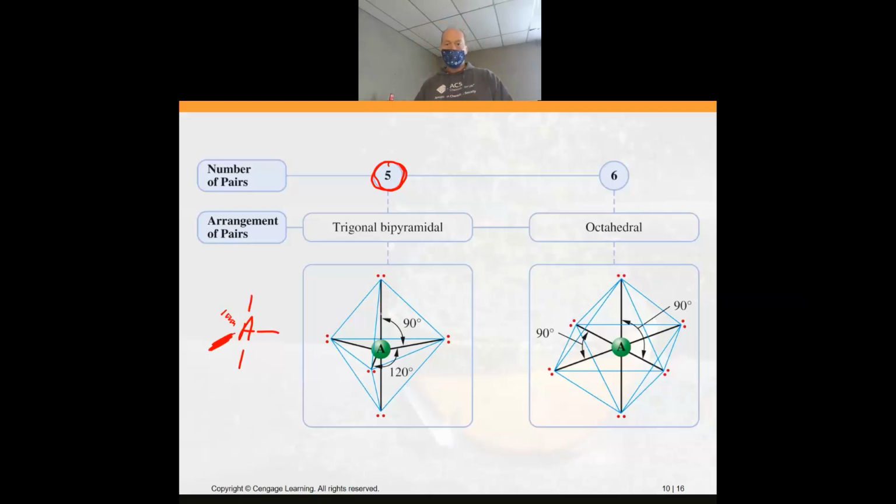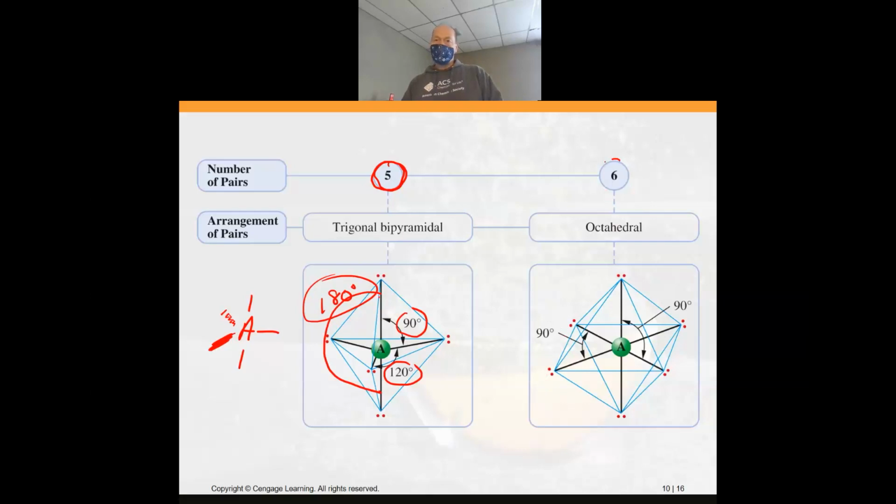Here to here, you've got a 90-degree bond angle, and then you have your trigonal planar around the center. That's why it is a trigonal bipyramidal, and that's 120. But you also have, from top to bottom, a 180. So you have 3 bond angles for trigonal bipyramidal: 90, 120, and 180.